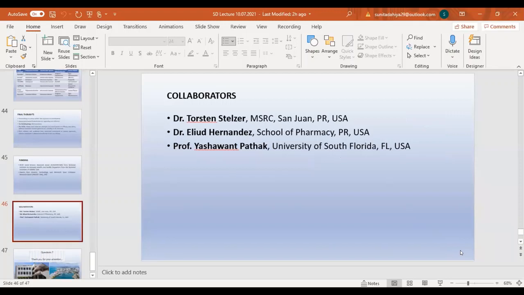For this project, my collaborators are Dr. Torsten Stelzer, who is associate professor in my school, and he's also a co-director of the Crystallization Design Institute at the Molecular Science Research Center here in Puerto Rico. Dr. Eliud Hernandez, he is the chair of our department, and Professor Yashwant Pathak, he is the associate dean at the University of South Florida, USA.